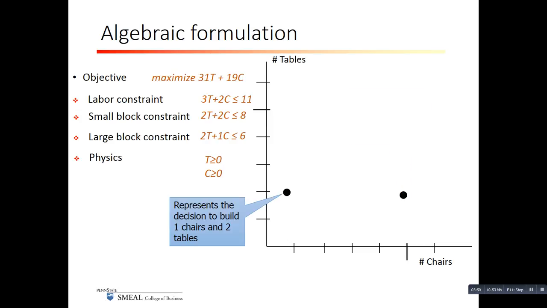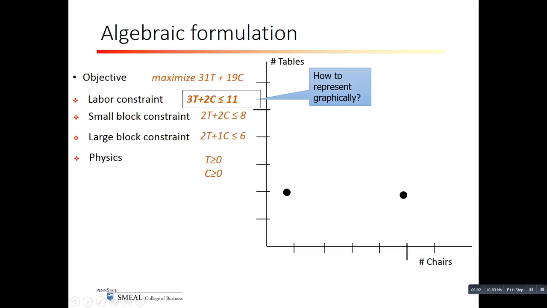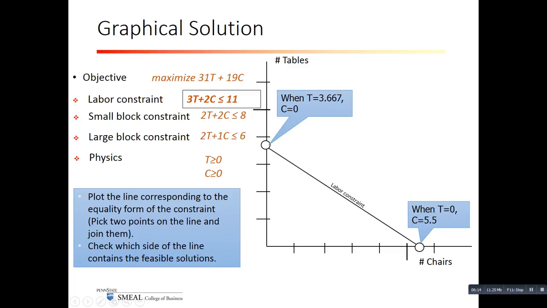In this case, it represents one chair and 2 tables. So as you see here, every point on this graph represents a possible decision. Then the question is, how are we going to represent those constraints on this graph so that we know which points are feasible? The idea is to draw this line on the graph by setting this to be equal.